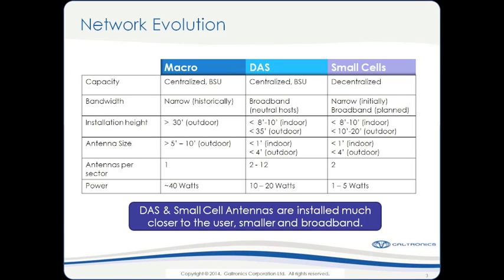And then finally, when we look at small cells, we see that the output power for indoor small cells is on the order of 1 watt, and for outdoor small cells, we see up to 5 watts of transmit power, which is 10 times less than we would see in terms of a macro. So taking all of this information into mind, the one takeaway I'd like everyone to remember after this presentation is that DAS and small cell antennas are installed much closer to the user. They're required to be much smaller, and they have very broad bandwidths.